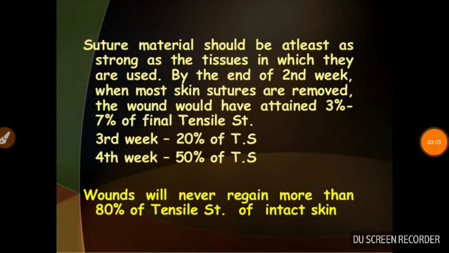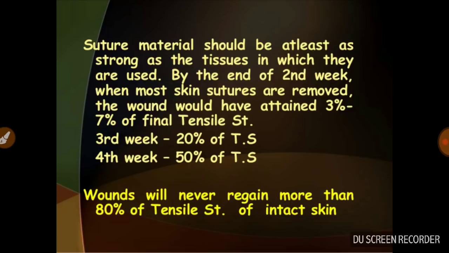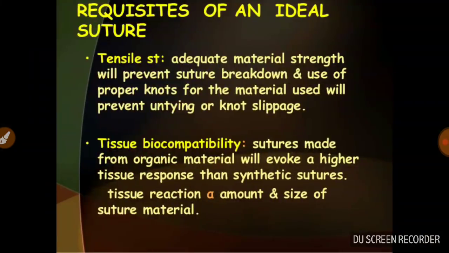The basic concept about suture material is that they should be at least as strong as the tissue in which they are being used. When you remove these sutures by the end of the second week, most of the skin has gained only 3 to 7% of its tensile strength. By the third week, 20% of the tensile strength comes, and by the fourth week, 50% of strength is gained. A wound never gains more than 80% of the tensile strength of the intact skin. You all know it from pathology.